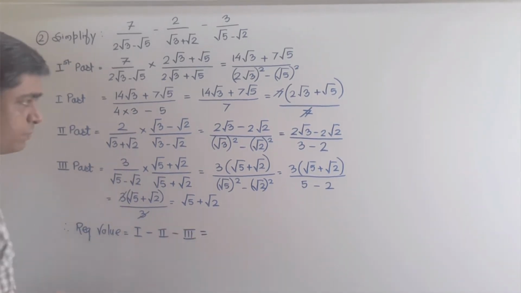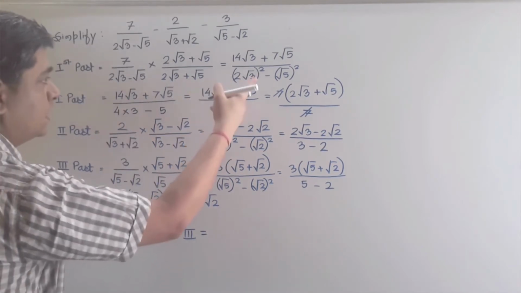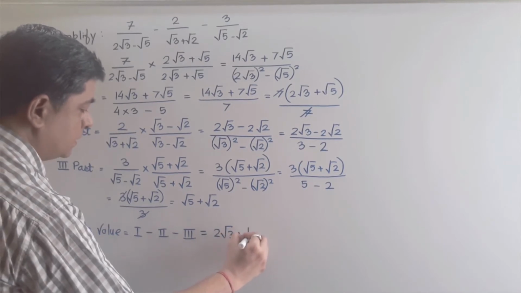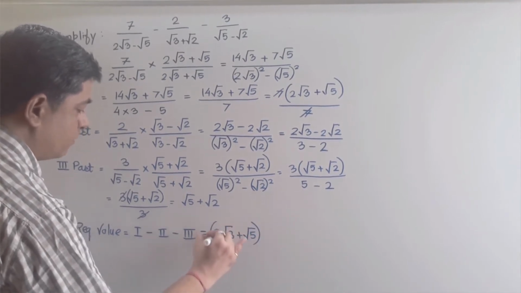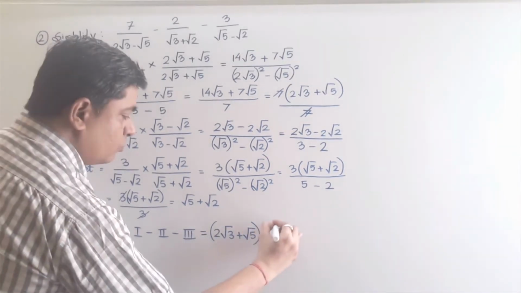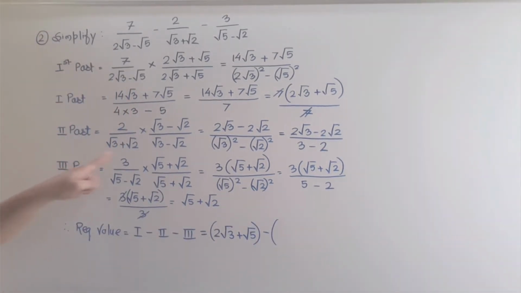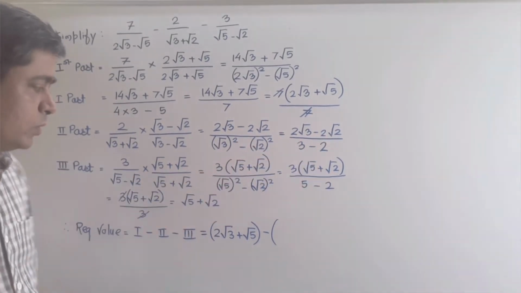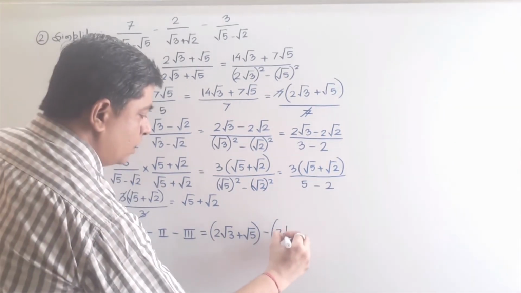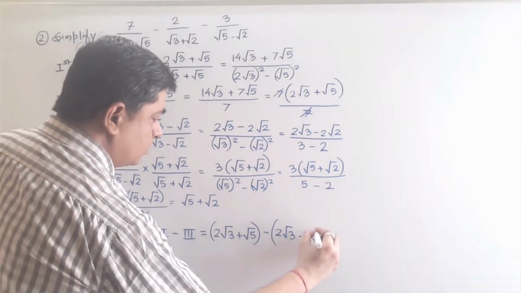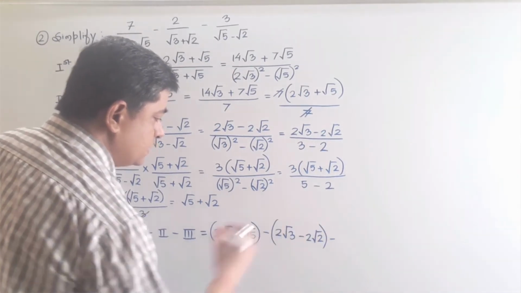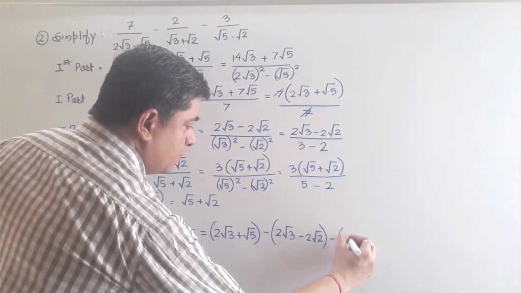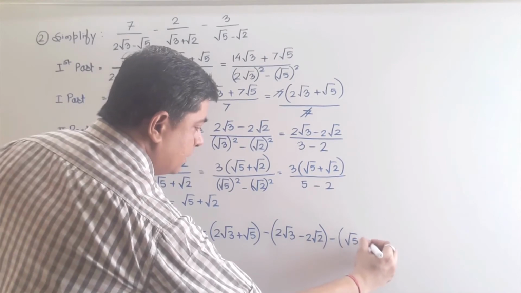So what is the value of first part here? First part, as you can see, the value is coming 2 under root of 3 plus under root of 5. This will be the value of part number 1. Minus, what will be the value of second part here? Look at second part. Second part here 3 minus 2 became 1. So 1 I am leaving. I am writing these two terms only. So in the bracket we shall write down 2 under root of 3 minus 2 under root of 2. And similarly, what is the value of third part? Third part we have root of 5 plus root of 2. Remember, here you have to apply the brackets.